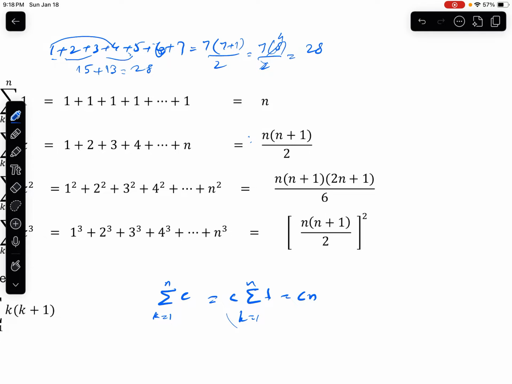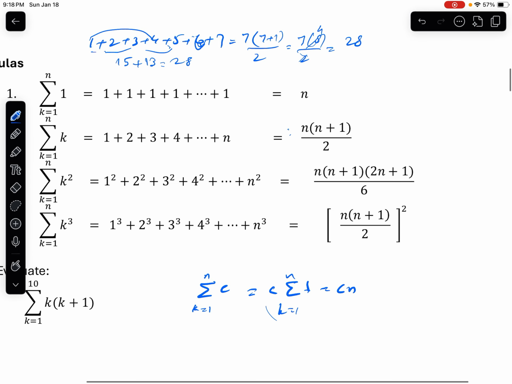Okay, and the next one is the summation of k squared, and again k is going from 1 to n. So we get 1 squared plus 2 squared plus 3 squared and so on, plus n squared. This converts into this formula with 3 factors on the top, not terms.